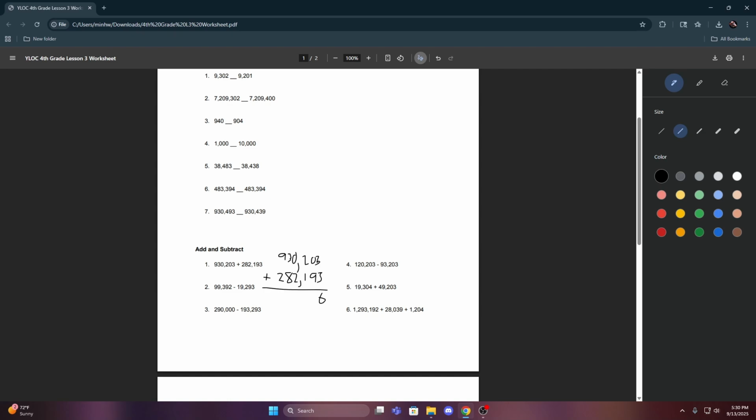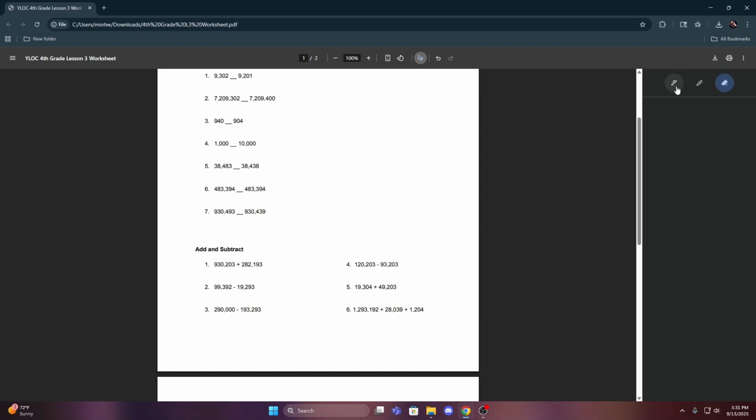3 plus 3 is 6, 0 plus 9 is 9, 2 plus 1 is 3, 0 plus 2 is 2, 3 plus 8 is 11, however, that 10's place in the 11 moves up, while the 1's place stays down here. And 9 plus 1 plus 2 is 12. So your answer should look like this.